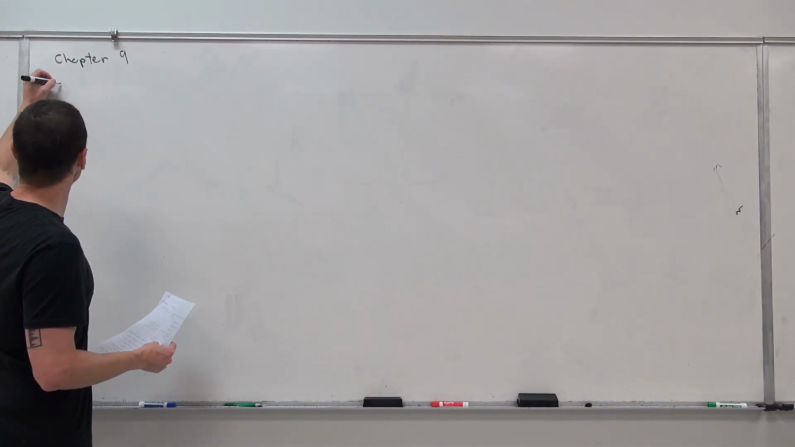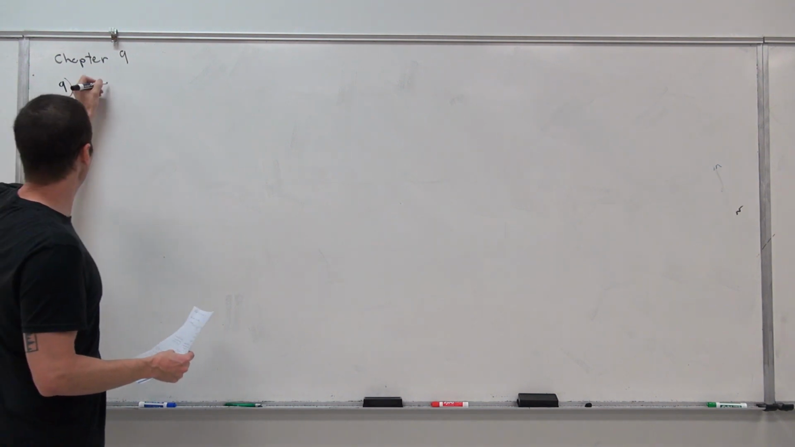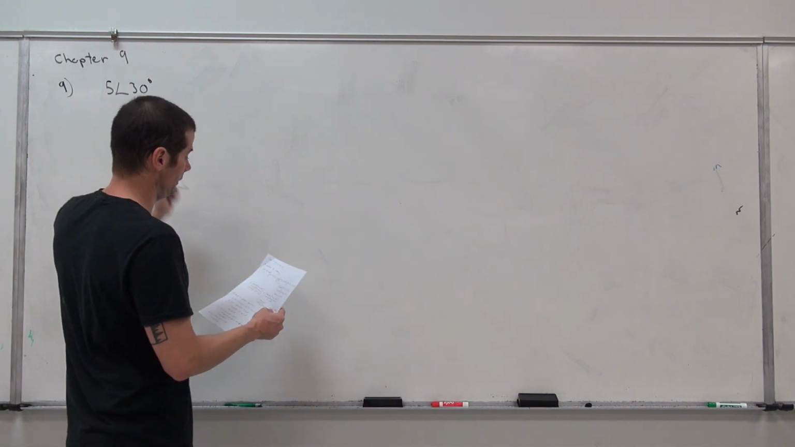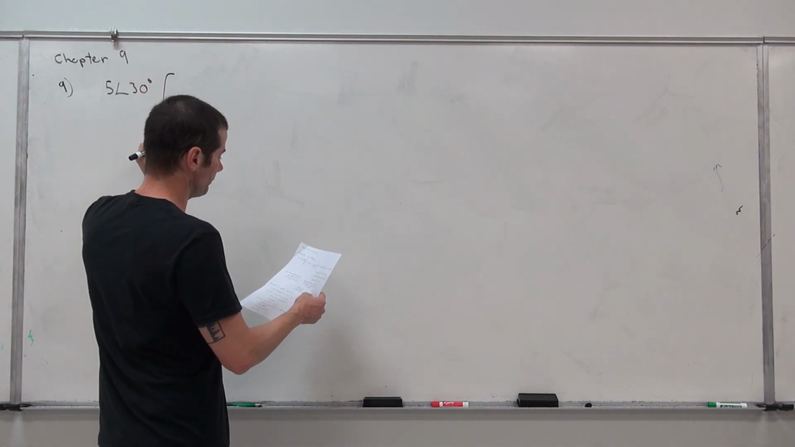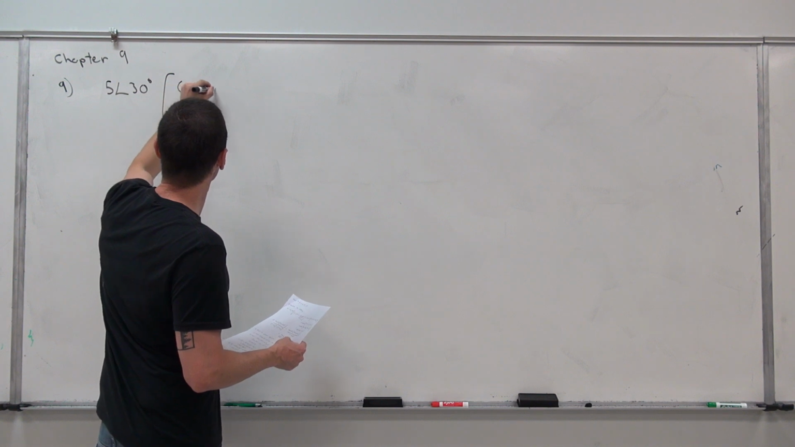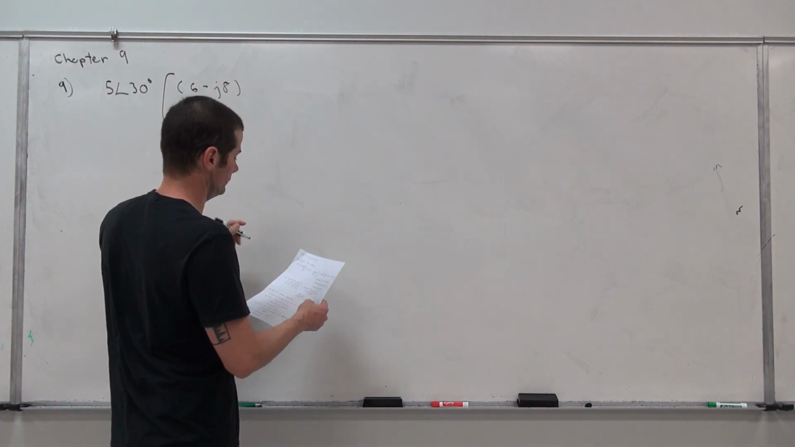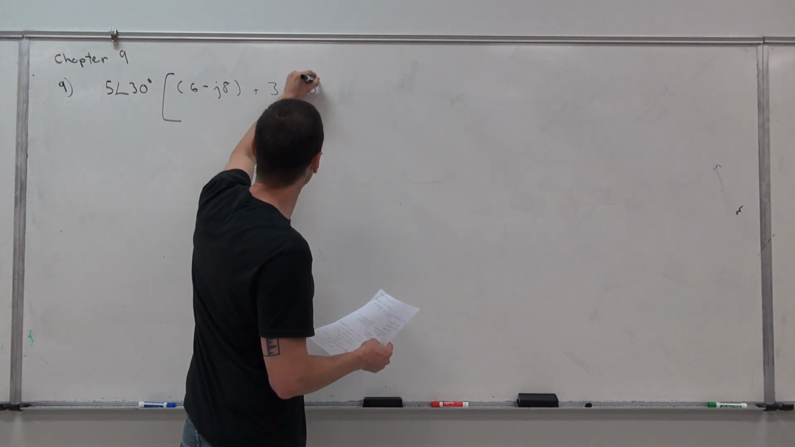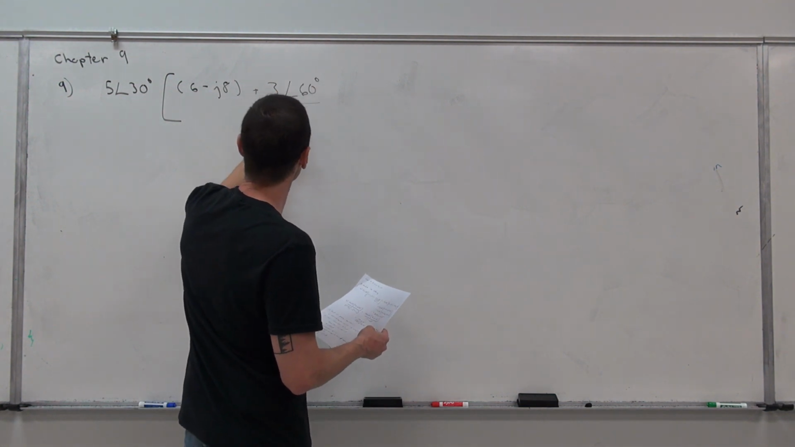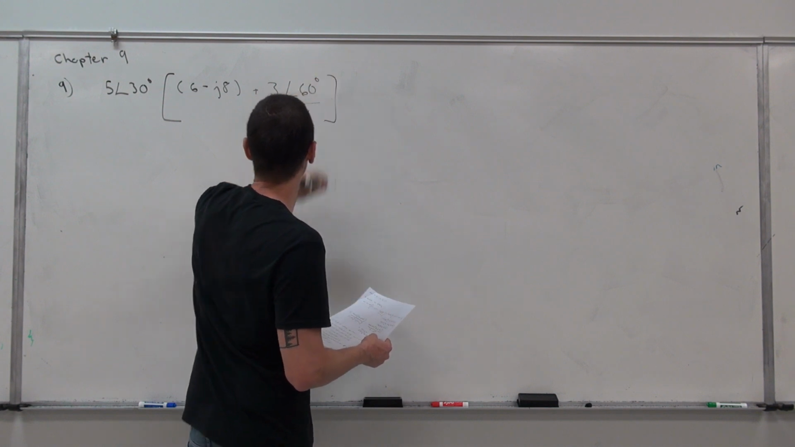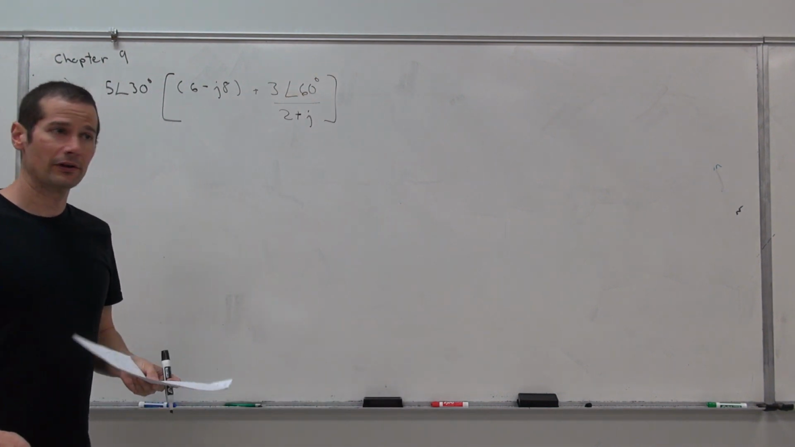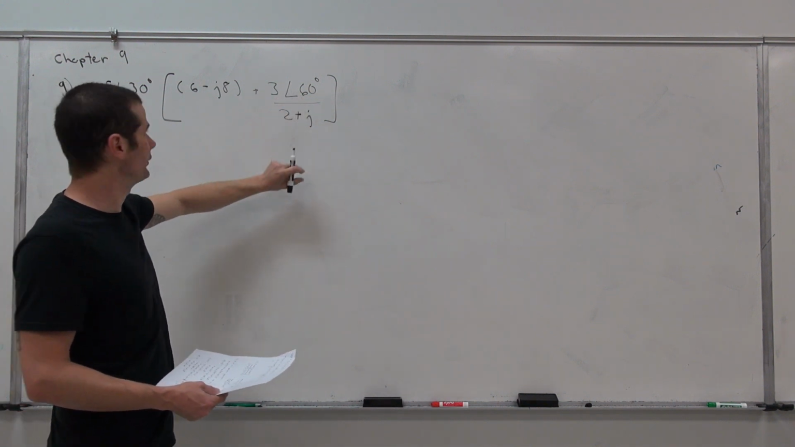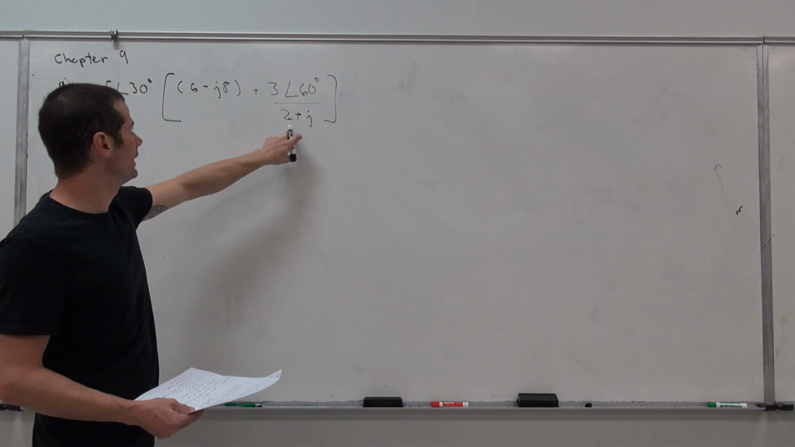So Chapter 9, Problem 9, we're going to look at 5 at an angle of 30 degrees, multiplied by 6 minus j8, plus 3 at an angle of 60 degrees divided by 2 plus j. So for this problem, we want to take 3 at an angle of 60 degrees and divide that by 2 plus j.